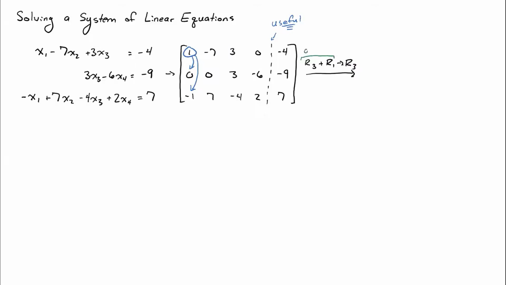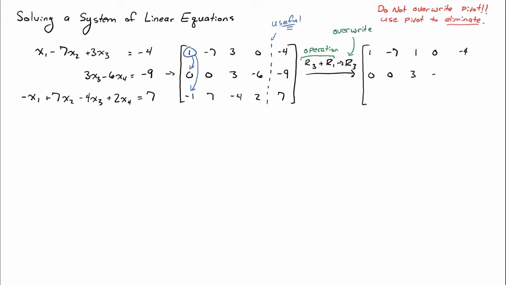This tells me exactly what operations I'll be doing so I can check my work later. It's also telling me that the only row I'm overwriting is row 3. We do not want to overwrite the pivot row. We want to use the pivot to make zeros. Carry out the operation. Rows 1 and 2 are unchanged, so we can just rewrite them. Row 3 is replaced with the sum of the old row 3 and row 1.